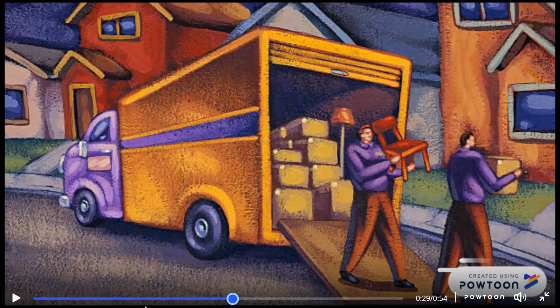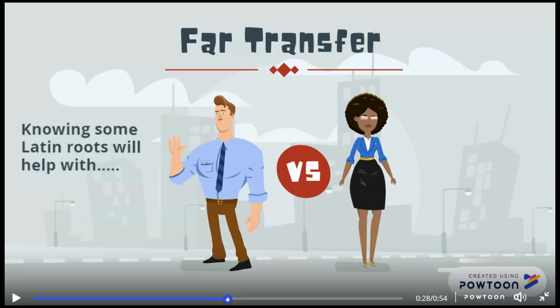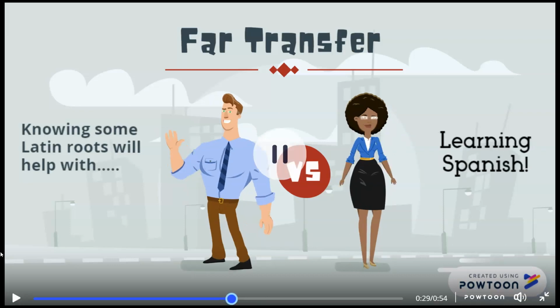Far transfer. Far transfer is using concepts or skills from one problem and applying them to another one that is not exactly like it. For example, some knowledge of Latin roots will help with learning Spanish. However, the languages are completely different, and if you understand some Latin words, you do not speak Spanish. But that is an example of far transfer.